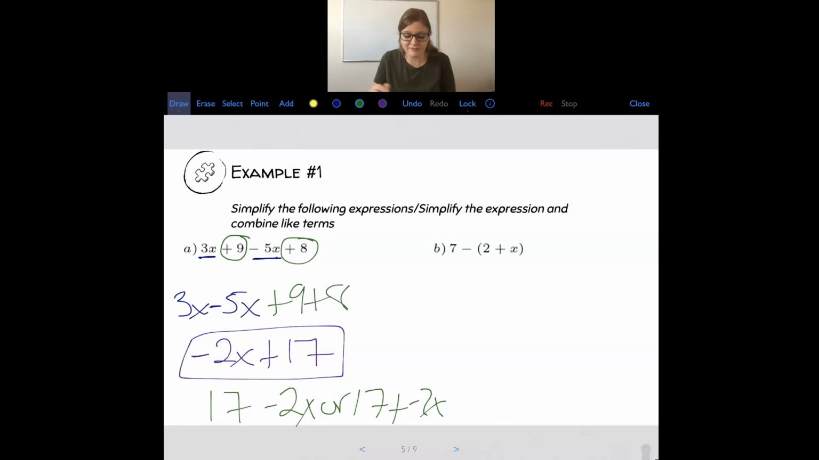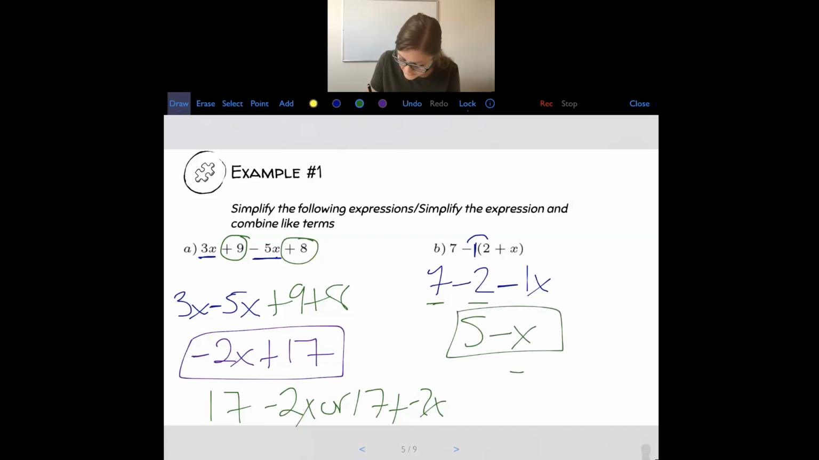Looking at part B, we do have parentheses. When there is just a minus in front of the parentheses, you can think of it as a -1. So we distribute. We can't combine 2 plus x. Those are not like terms, so we're left with distributing. So it would be 7, and then this is -1 times 2, so that's a -2. -1 times x is -x or -1x. You don't have to put the 1 in front of the x. So our like terms, we have 7 and -2. So this is 5 minus x. Or you could write it as -x plus 5. Again, the negative is with the x, and the 5 would be positive.